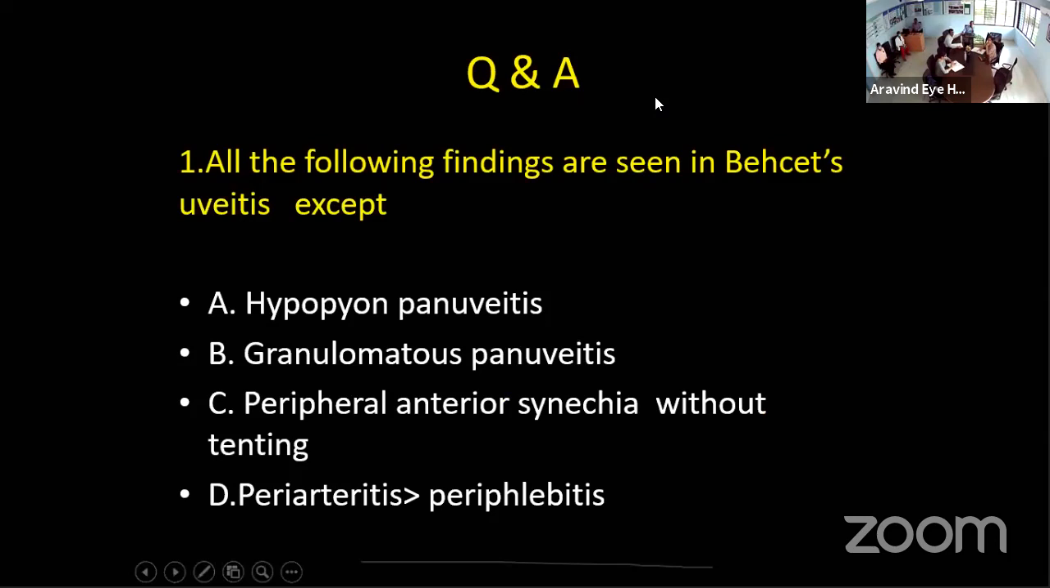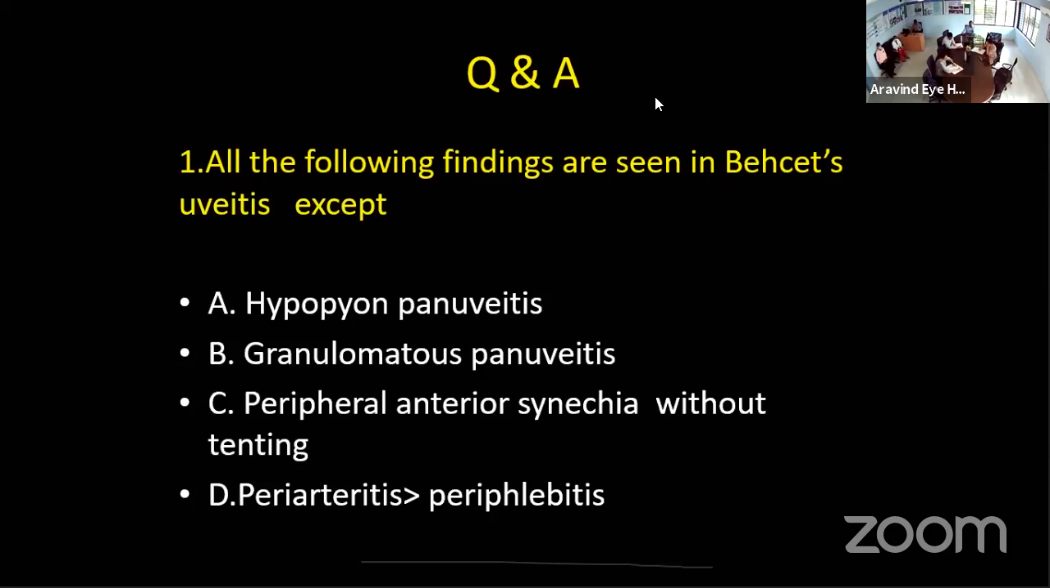The first question: all of the following findings are seen in Behcet's uveitis except A. Hypopyon pan-uveitis, option B. granulomatous pan-uveitis, C. peripheral anterior synechiae without tenting, the fourth option, periarteritis more common than periphlebitis. The question is about except, so we need to choose the one which is the odd man out.